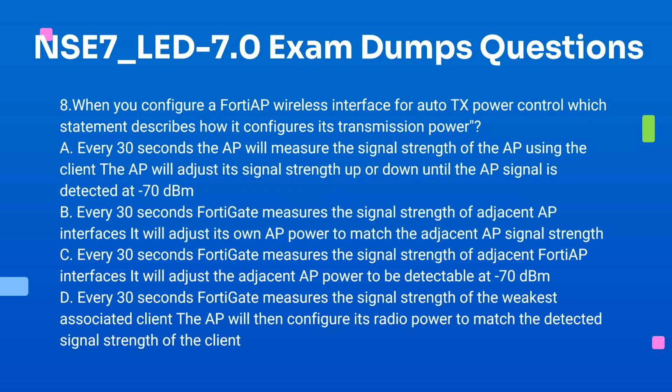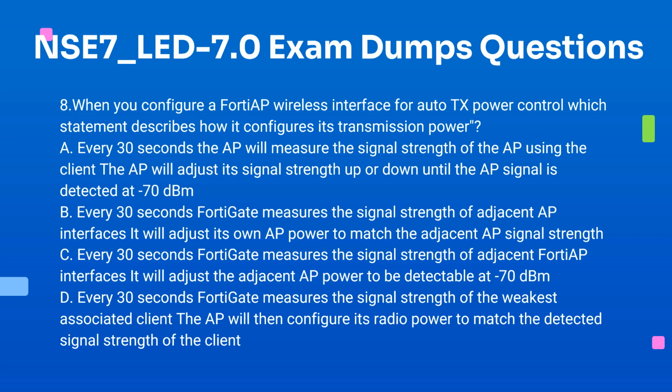8. When you configure a FortiAP wireless interface for Auto TX power control, which statement describes how it configures its transmission power? A. Every 30 seconds the AP will measure the signal strength of the AP using the client. The AP will adjust its signal strength up or down until the AP signal is detected at -70 dBm.